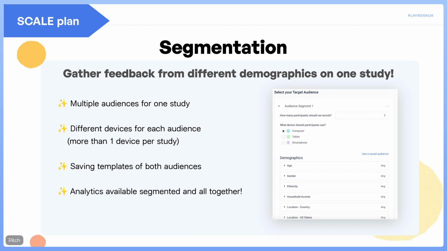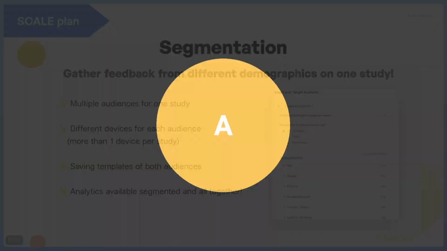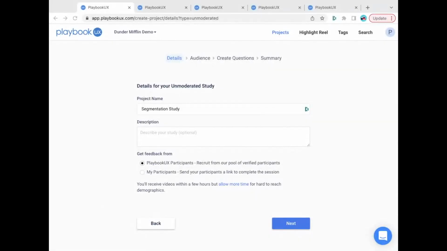Segmentation allows you to set up multiple audiences for one project, including different devices and screener questions based on what specific audiences you are looking to capture. Let me go ahead and actually show you how it works. I'm going to switch my screen over here. Awesome. As I mentioned, segmentation is available for all different types of methodologies. Today I'm going to show you in an unmoderated study what it looks like to set up multiple audiences.